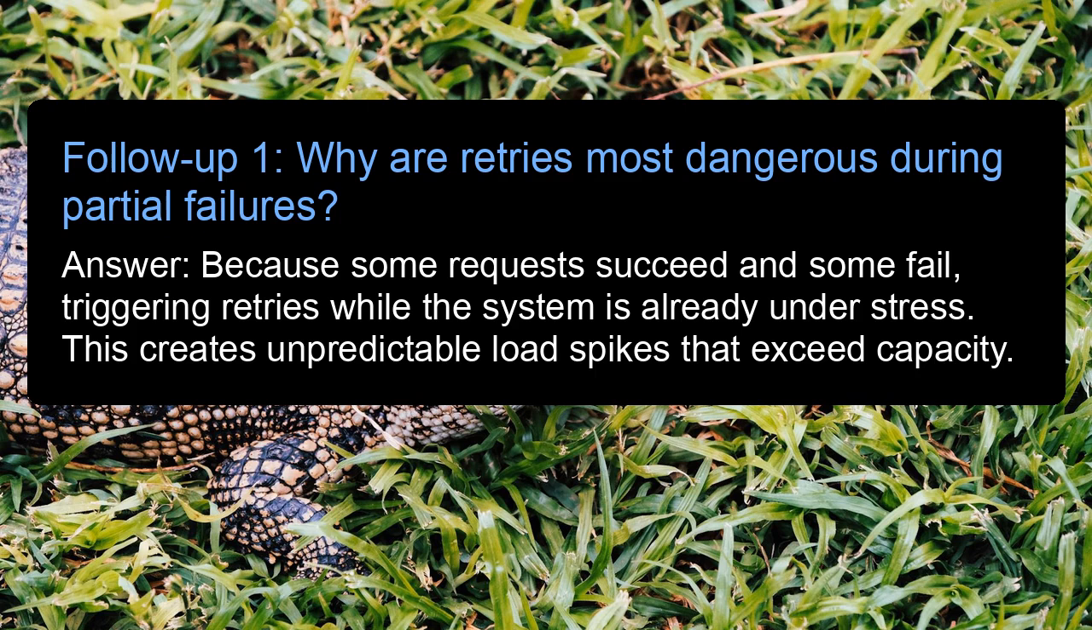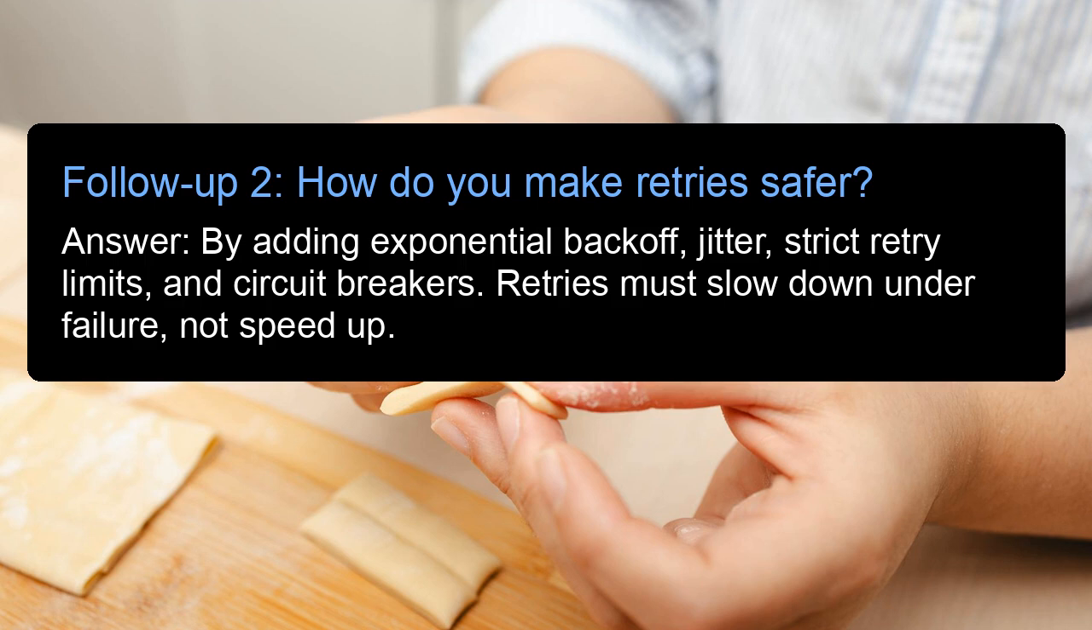Follow-up 1. Why are retries most dangerous during partial failures? Answer: because some requests succeed and some fail, triggering retries while the system is already under stress. This creates unpredictable load spikes that exceed capacity. Follow-up 2. How do you make retries safer? Answer: by adding exponential backoff, jitter, strict retry limits, and circuit breakers. Retries must slow down under failure, not speed up.